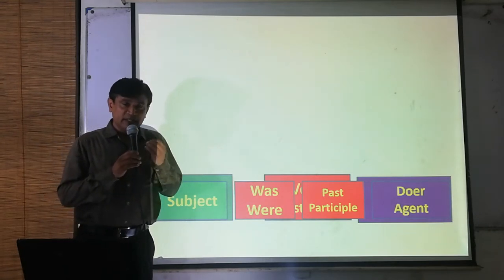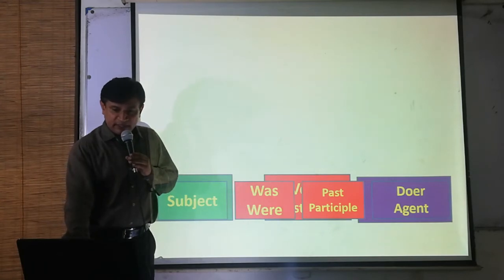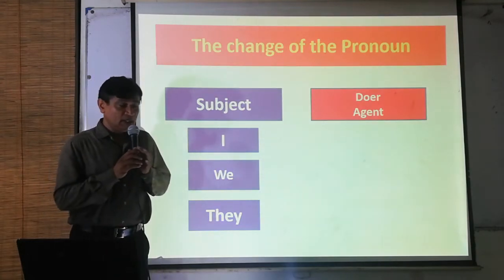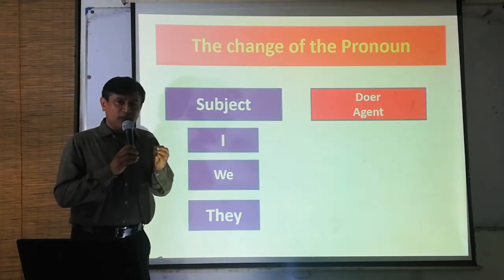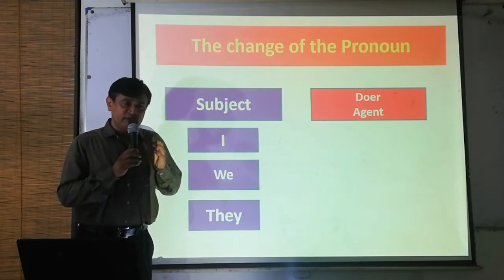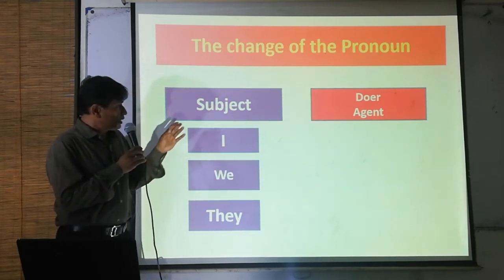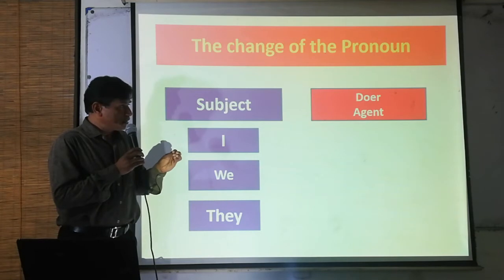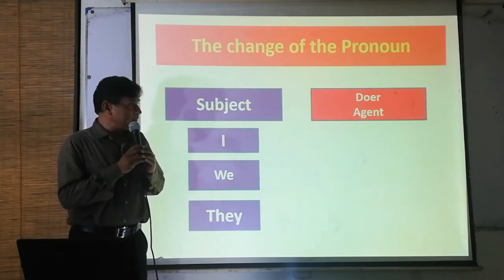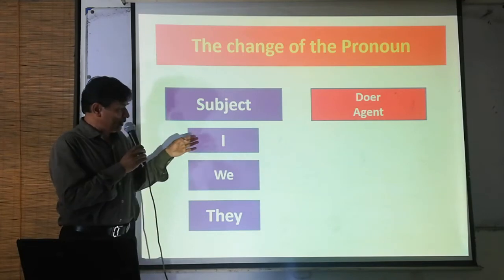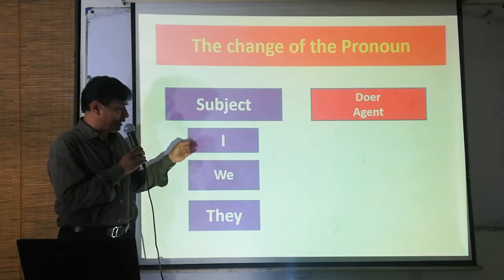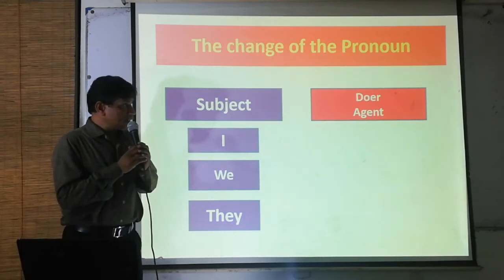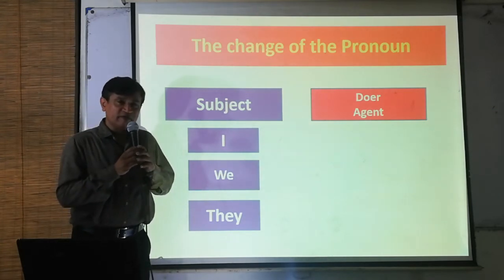Right, now I am going to explain the next part of the lesson: the changes of the pronoun. When we turn an active voice into passive voice, the subjects like I, we, they and he, she change. When these subjects become the doer or agent, they change.